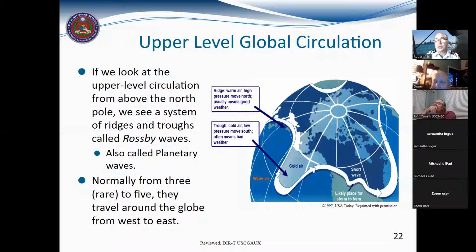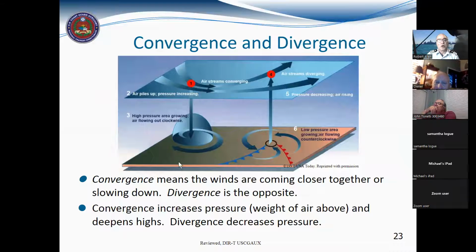So if you were to watch this upper level circulation chart over a number of days, it would be like watching a creek next to your house. You just see the same waves going over and over again, caused by different things. And those are Rossby waves.